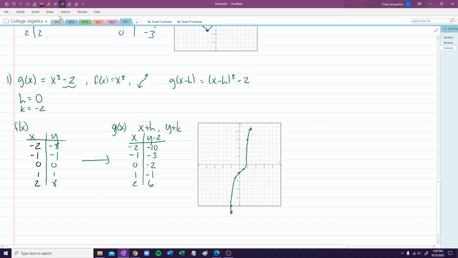Again, just to prove it to you, I'm going to take this vertex. We're not going to go left or right because h is 0, but we're going to go down 2. And as you can see, this is right here. And this is the third point, because there's 2 over here and 2 over to the right.